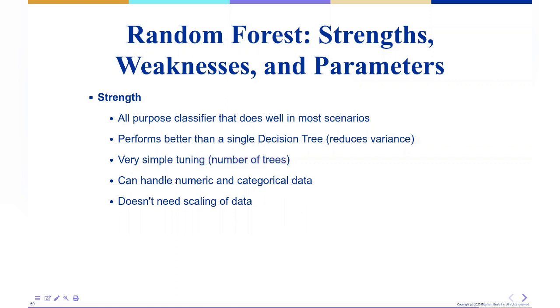And random forest can do both. You can do numbers and categorical, just like a tree. Remember, at the end of the forest, there's a tree, right? So it has all the properties of the tree. And we don't need to worry about scaling data. That is pretty good, right?